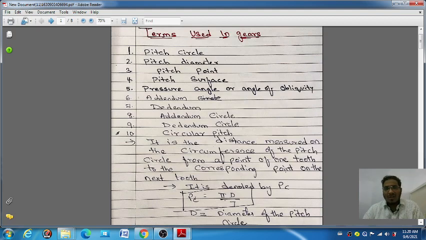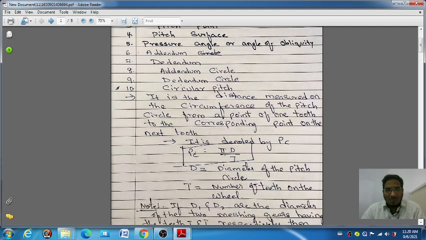In that pitch circle, you know very well the center line of the pitch circle. So the main terms will be useful to solve the problem while you are doing the problem. So here I am giving the main term definitions. The first is circular pitch.